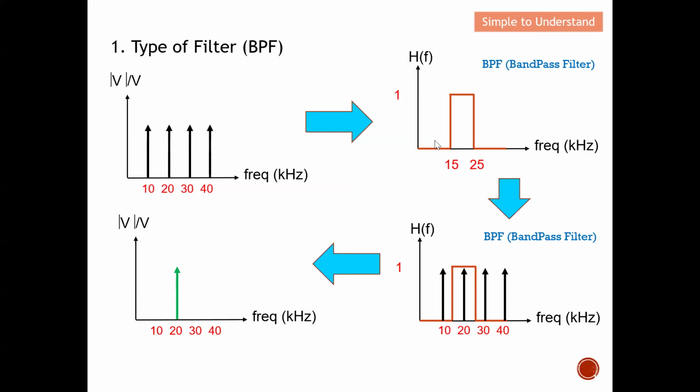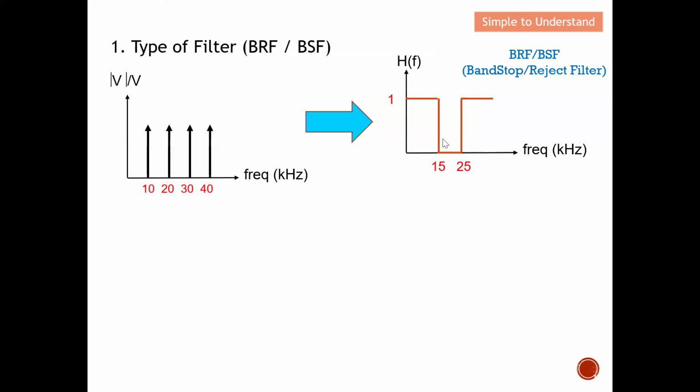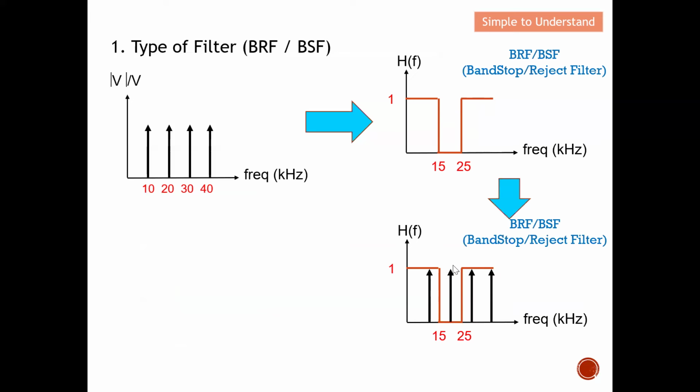Last but not least, again using the same four signals, we go through the band reject or band stop filter. You can see that this band stop or band reject filter also has two cutoff frequencies. The lower cutoff frequency is at 15 kilohertz. The upper cutoff frequency is 25 kilohertz. Again, I'm going to put these two diagrams into one. From here, you can clearly see that this part, which is the 20, will be the one that will be rejected.